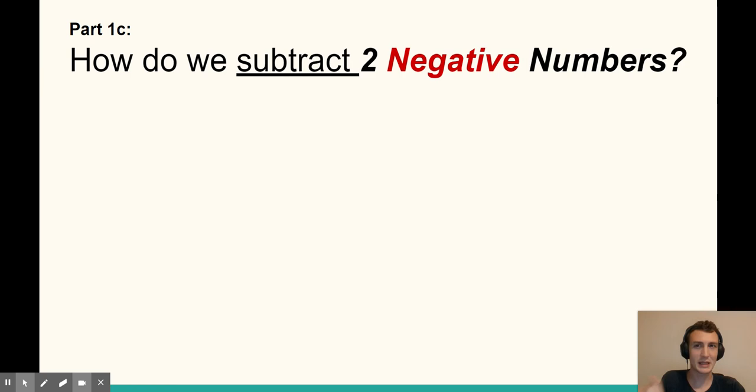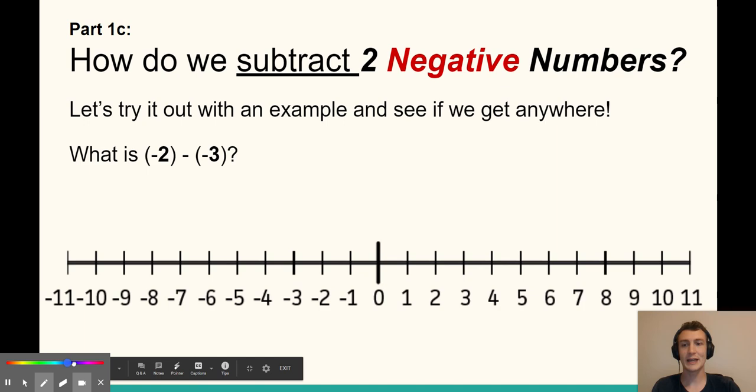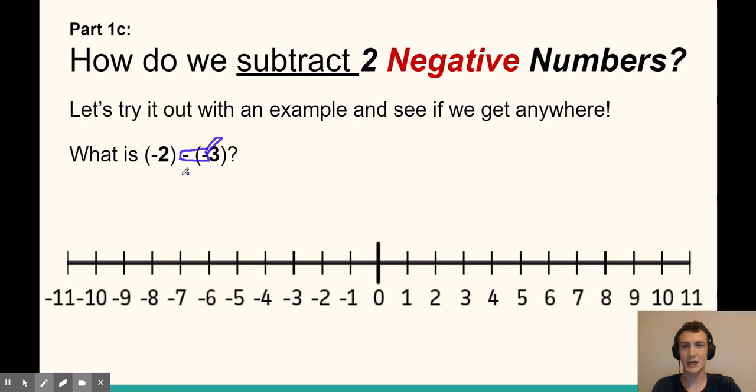Negative 2 minus a negative 3. Guess what? Two negatives here. What? We've got a Ninja Turtle, right? Ninja Turtles are awesome. This becomes negative 2 plus 3.